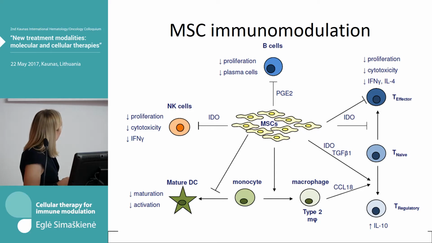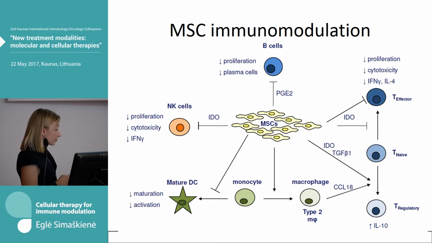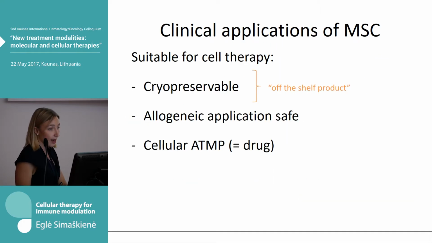Also, they inhibit maturation of dendritic cells, and they impair monocytes becoming macrophages. They also inhibit NK cell proliferation and cytotoxicity. And they inhibit B cell proliferation and plasma cell proliferation, and production of antibodies is reduced. So there are a lot of different pathways in which they act.